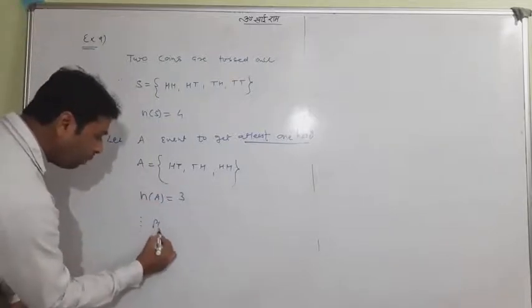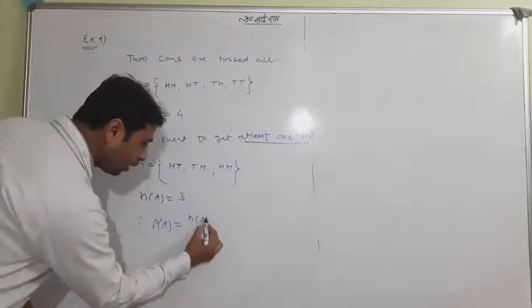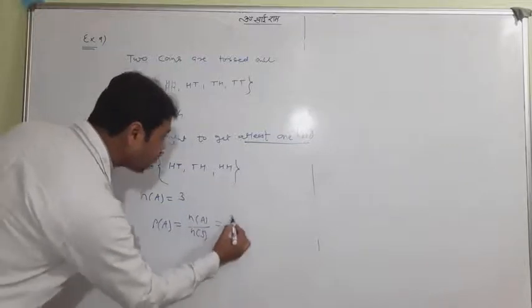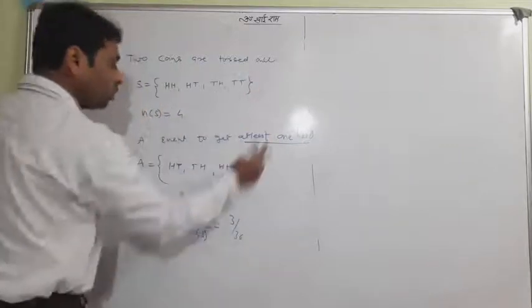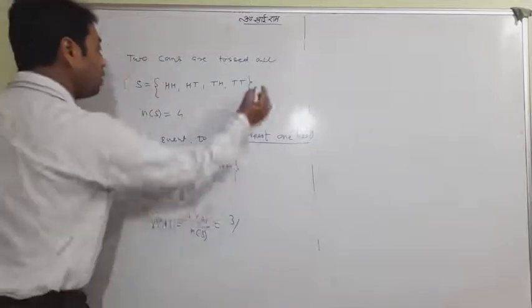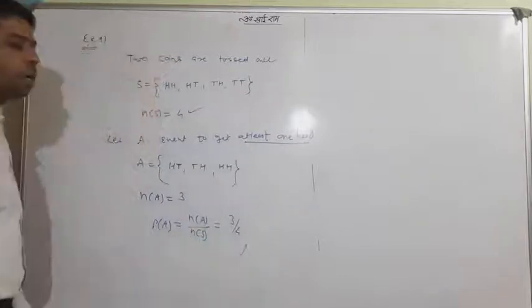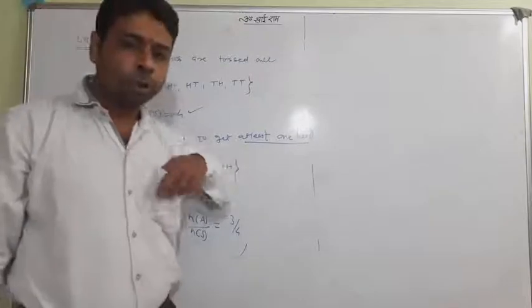Now the probability of A happening is n of A upon n of S, which is 3 by the whole number of elements, 4. You understand. So this is the answer of the question. I hope, students, you have got it till here.